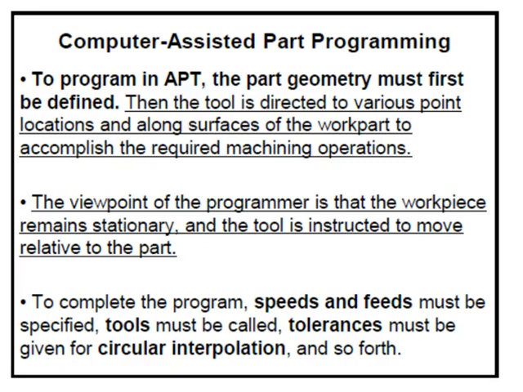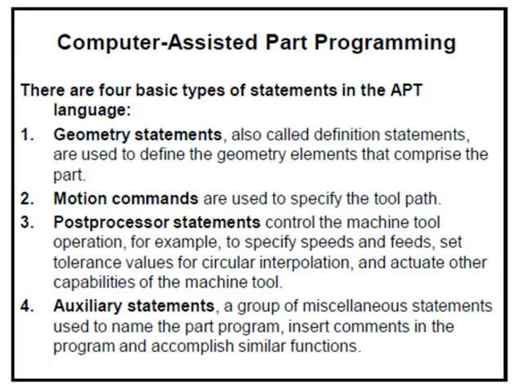To complete the program, speed and feed must be specified, the tool must be called, and tolerance must be given for circular interpolation. For writing APT statements, there are four basic types of statement. First one is a geometry statement, second one is a motion statement, third one is a post-processor statement, fourth one is an auxiliary statement. Geometry statement is also called a definition statement, that is used to define the geometry element.